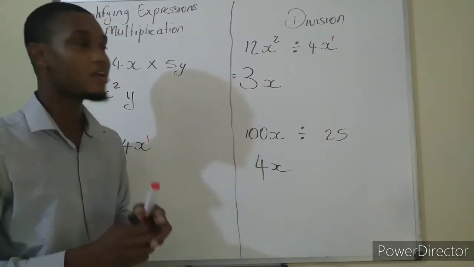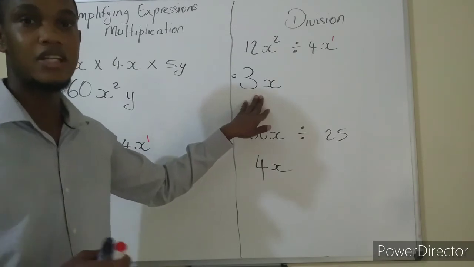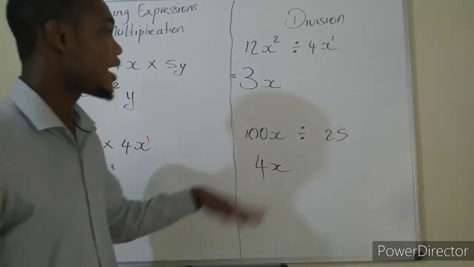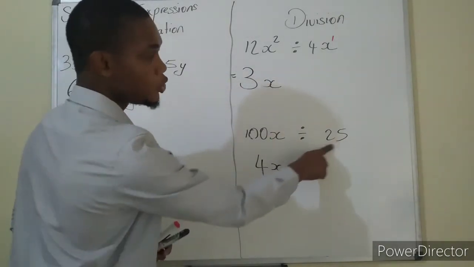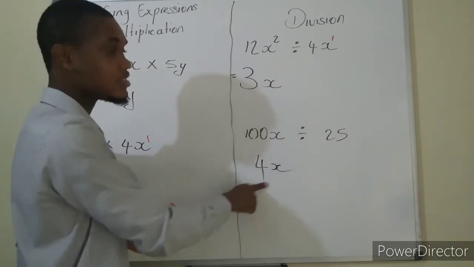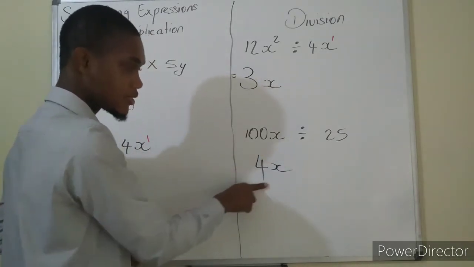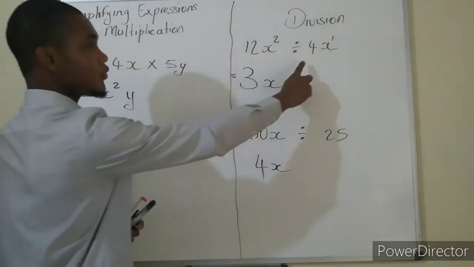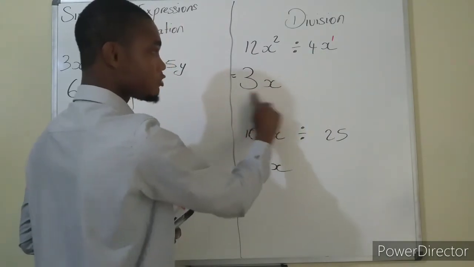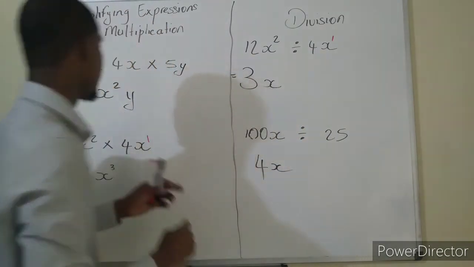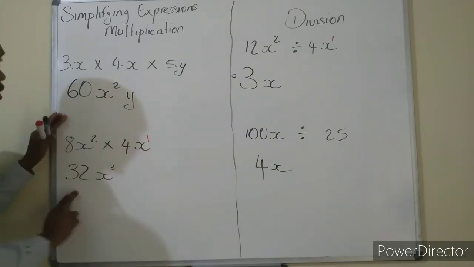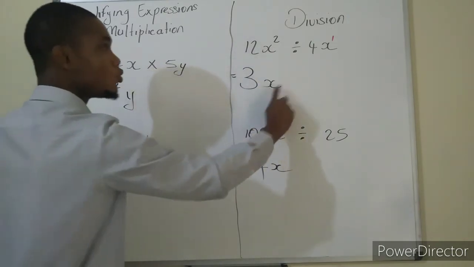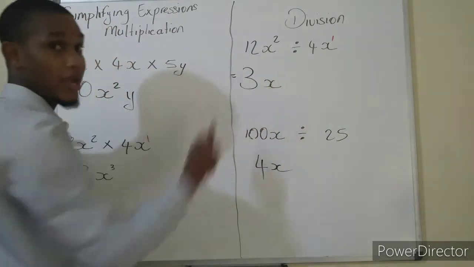And remember, whatever your answer is, you can apply the concepts you learned about multiplying and work it back. Whatever you used to divide, you will multiply by your answer. So 4x times 25 gives you 100x. And 4x multiplied by 3x will give you 12x squared, based on the rules you learned: you focus on the numbers, so 3 times 4 gives you 12, and then x times x gives you x squared.